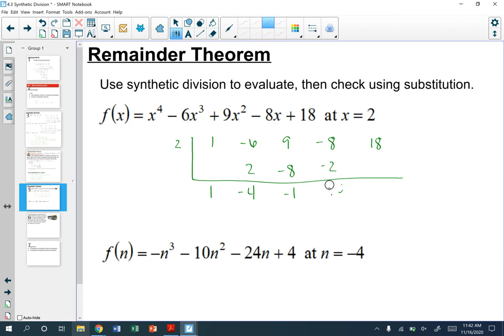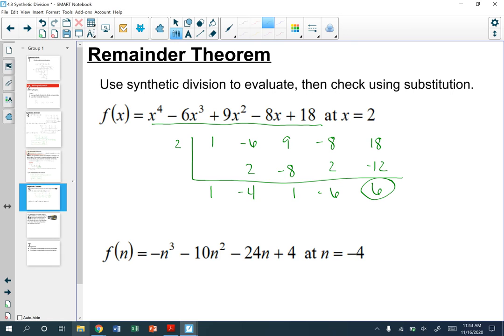Oh, I made a mistake. I'm sorry. This should be +1, right? 9 plus -8 is +1. 1 times 2, that makes that a +2. -8 plus 2 gives me -6. -6 times 2 gives me -12. 18 plus -12 is 6. So if we did all this correctly, f of x at x equals 2 should be 6.